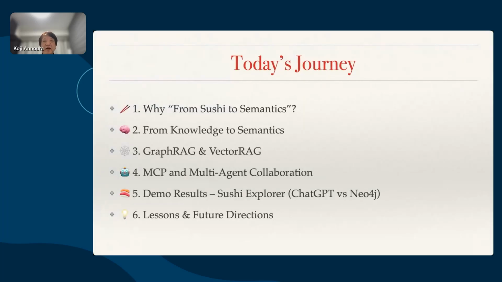Today's journey is here. First, why from Sushi to Semantics? Then from knowledge to semantics, and GraphRAG and VectorRAG. Are you familiar? And MCP and multi-agent collaboration. Five, demo result, Sushi Explorer, ChatGPT versus Neo4j plus ChatGPT, okay? And lessons and future directions.